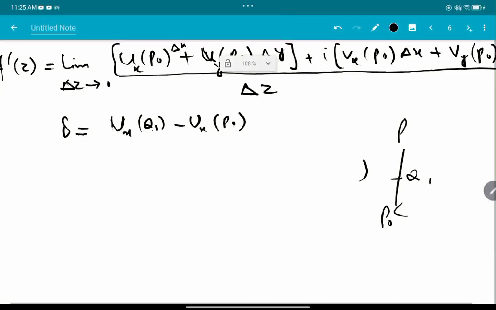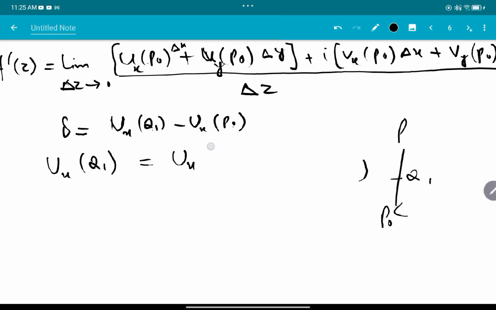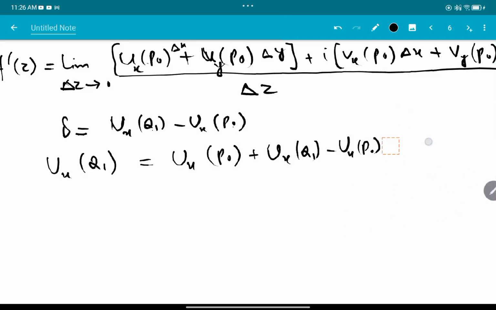UXQ1 minus UXP naught. Now we substituted this UXP naught here. We had to substitute UXQ1 there. In place of UXQ1, we substituted UXP naught plus UXQ1 minus UXP naught. This is correct. There is no error now.